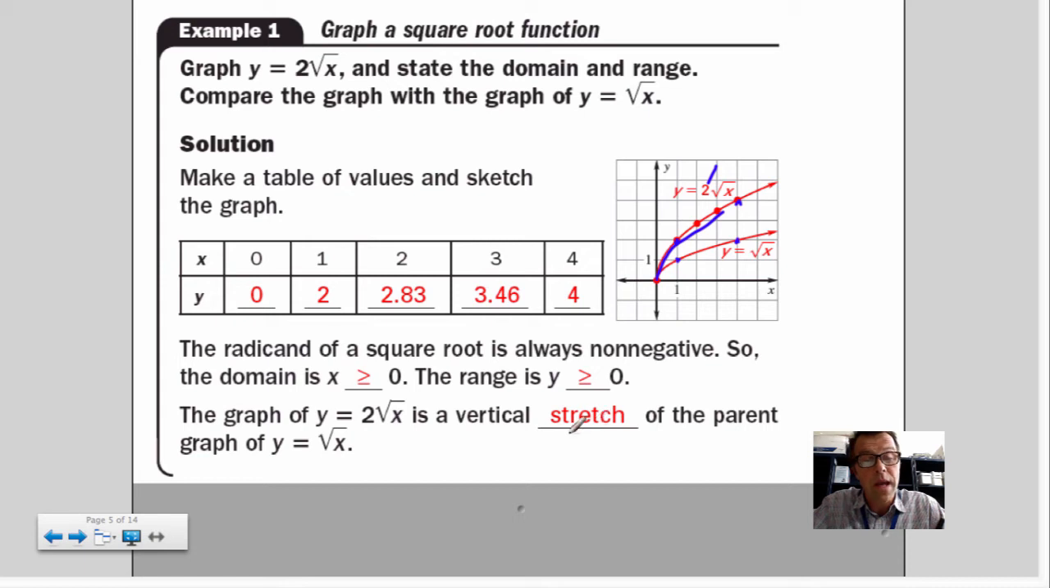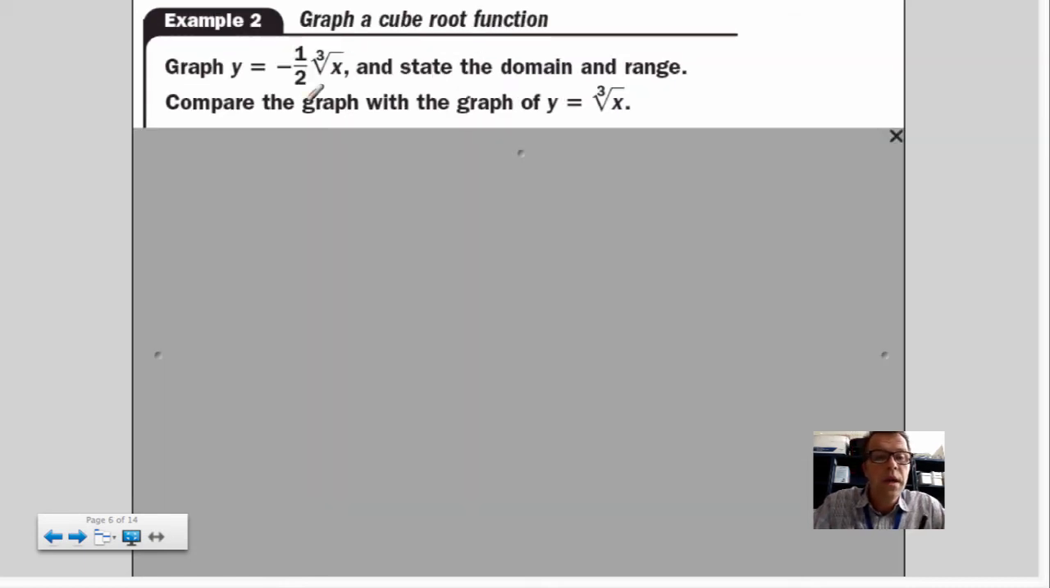The domain and range, by the way, do not change because of that. That's interesting. So now we're going to apply that to the cube root, right? Here's the parent graph. What happens if we put a negative? And you again are sitting back saying, hey, no big deal. That flips the graph. We've done that with parabolas. We did that with the absolute value.